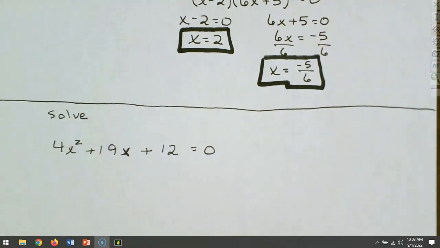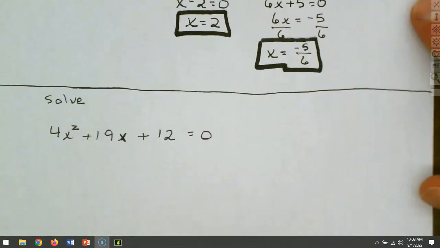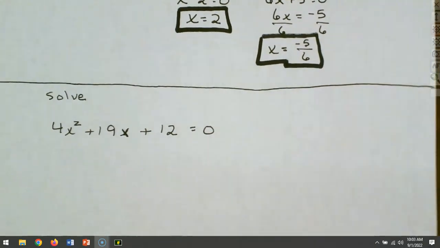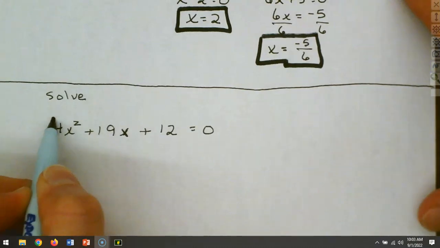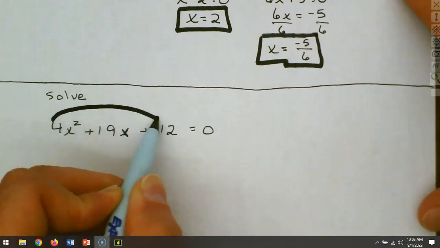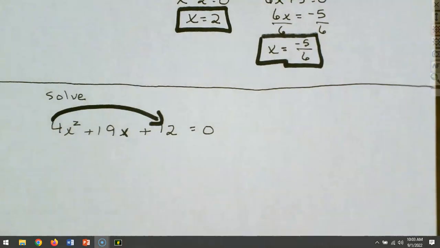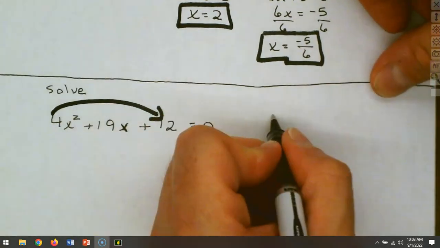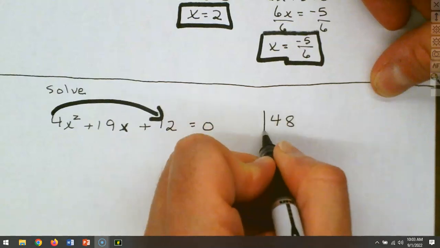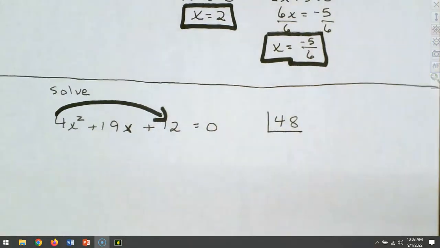We're going to try again to factor this one out. Make sure it works, and it does. So it's equal to 0 already. So what do we do first? We take the first number and multiply it by what? Last number. So 4 times 12, what is that going to be? 4 times 12, well, that is 48.